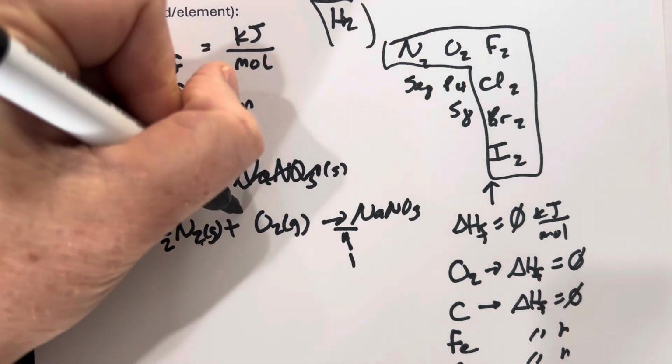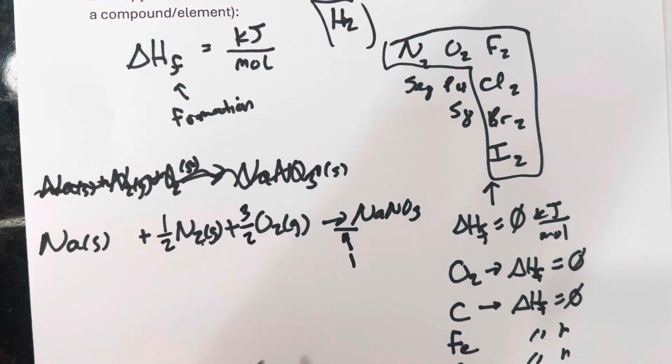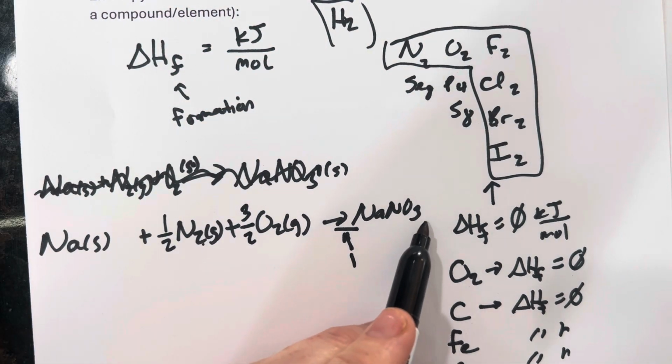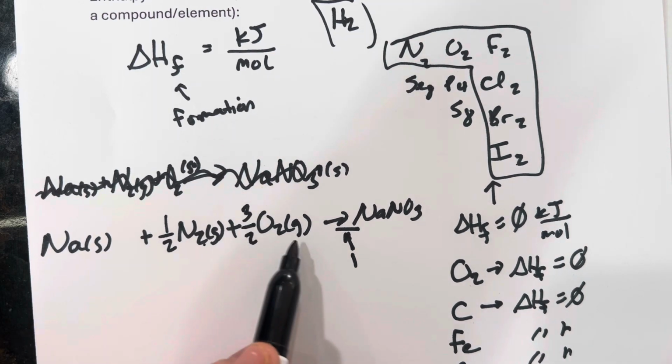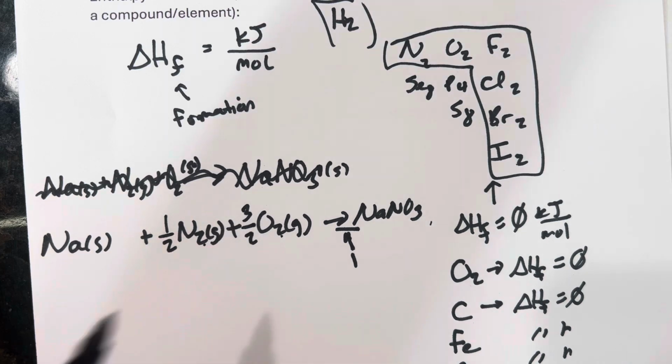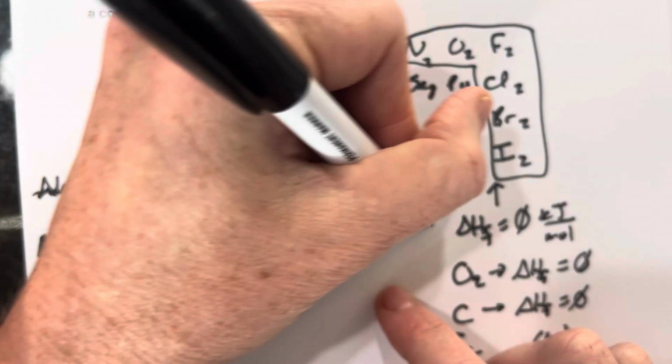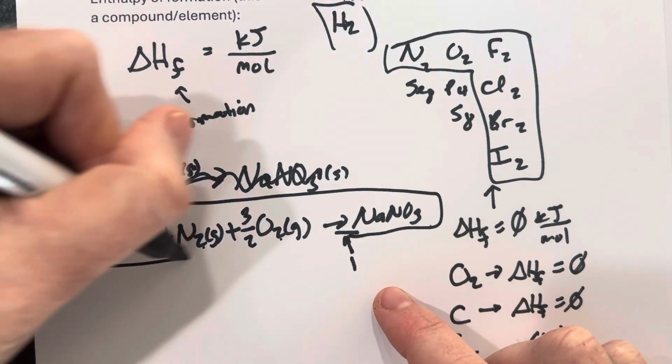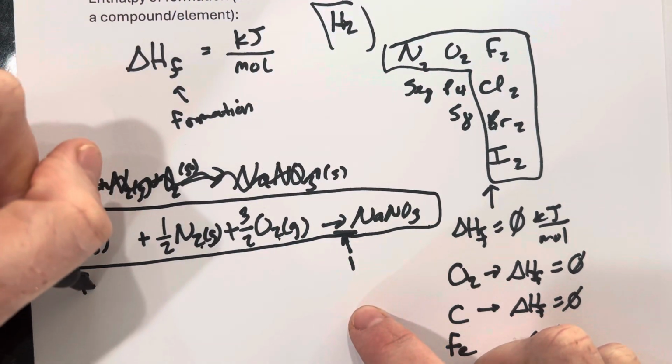And then the O2, you'd say 3/2. If that's confusing to you, just always take the number that's here, put it on top, divide it by 2, and you'll always get the right answer. So if this happened to be 5, you would put 5/2 here. All right, and this is a balanced reaction now, and this would be the formation reaction.